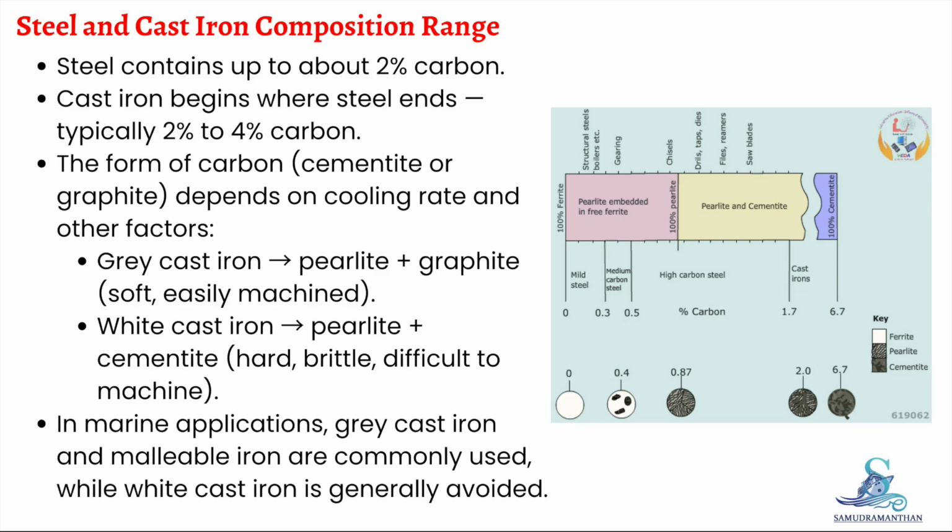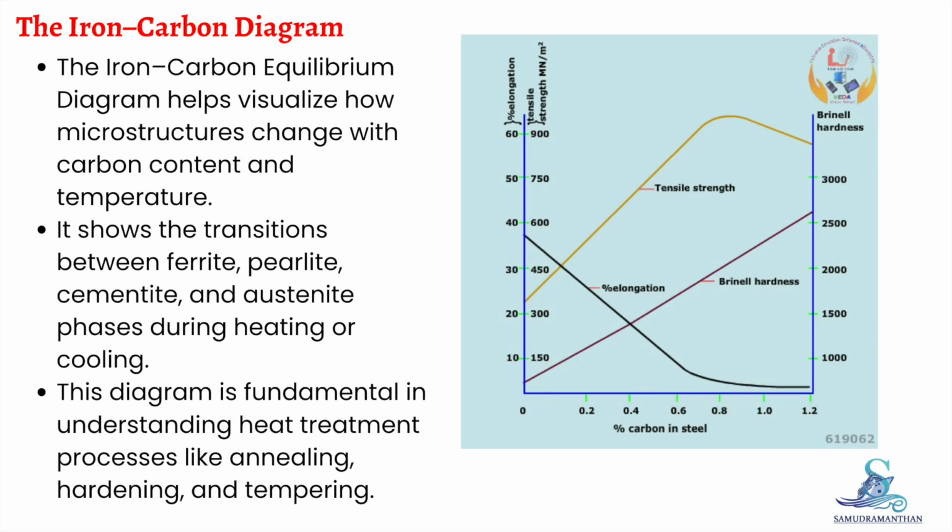The form in which carbon appears, either as cementite or as graphite, depends on the cooling rate and other solidification factors. For example, grey cast iron consists of pearlite and graphite and is soft, easily machined, and commonly used in marine engineering. White cast iron contains pearlite and cementite, making it very hard and brittle. In marine applications, grey cast iron and malleable iron are preferred, while white cast iron is usually avoided because of its brittleness.